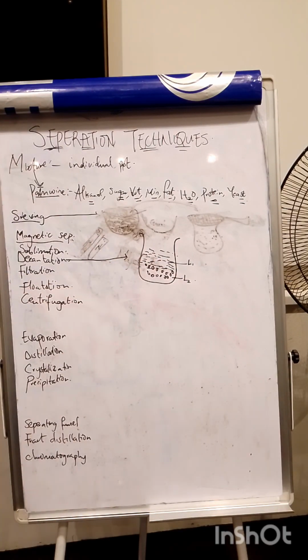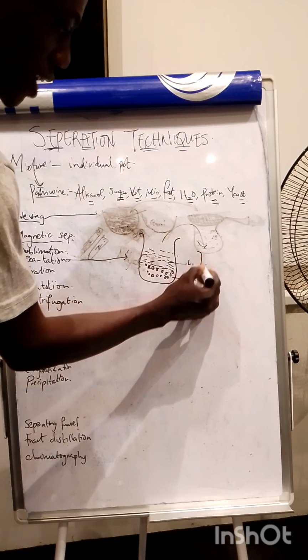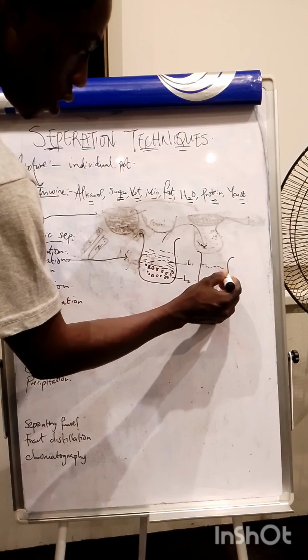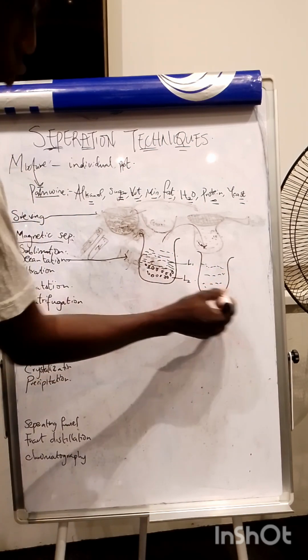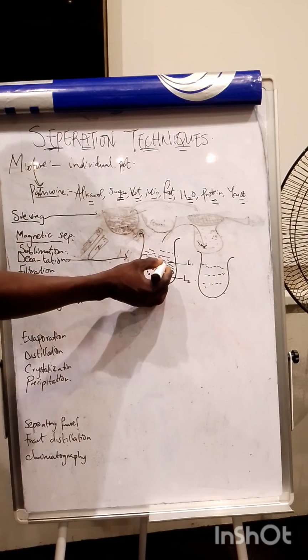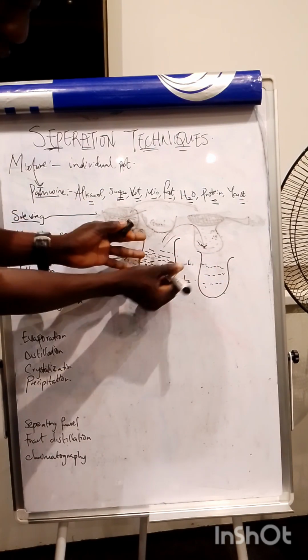So if you want to separate this, you can easily decant. What do we now mean by decant? Decant here is just you collect this upper liquid into another beaker, meaning that you will be left with only the solid here. So you simply collect the clear liquid into another beaker. That's how you decant.